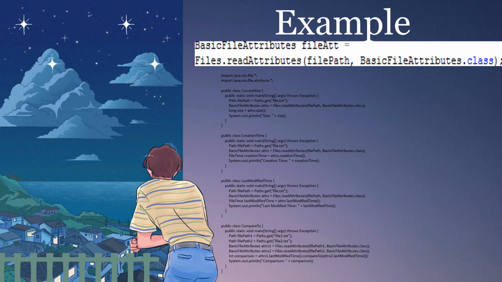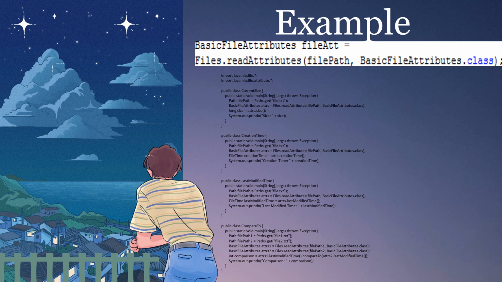The Compare class reads the last modified times of two files named file1.txt and file2.txt using the Files.readAttributes method and the BasicFileAttributes class. The last modified times of the files are compared using the compareTo method of the FileTime class, and the result of the comparison is printed to the console.